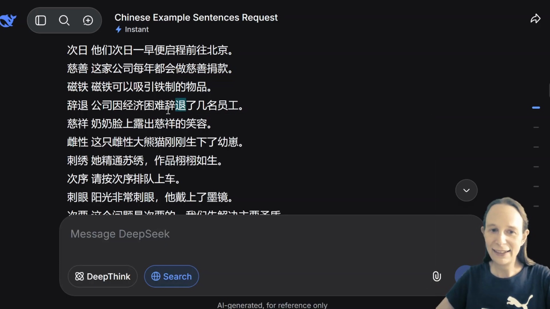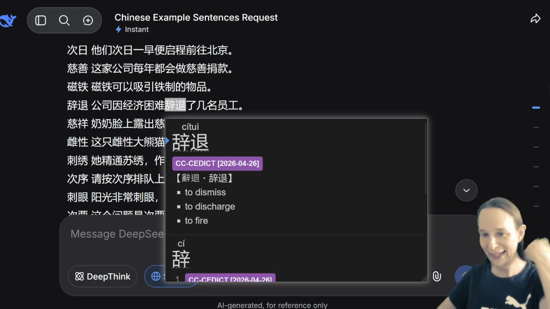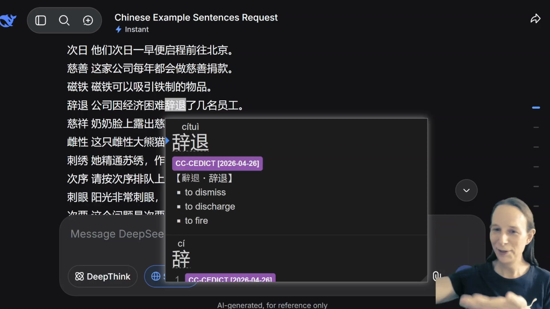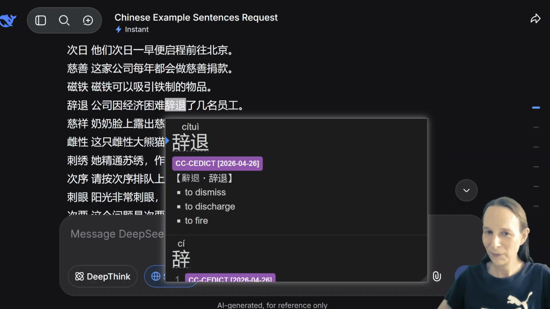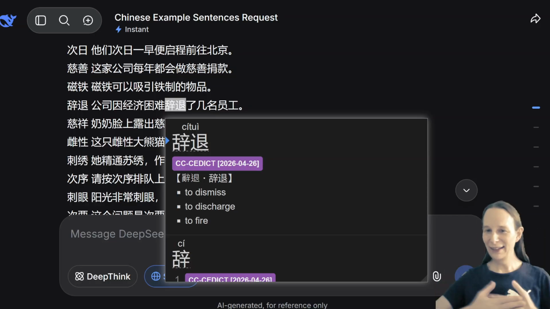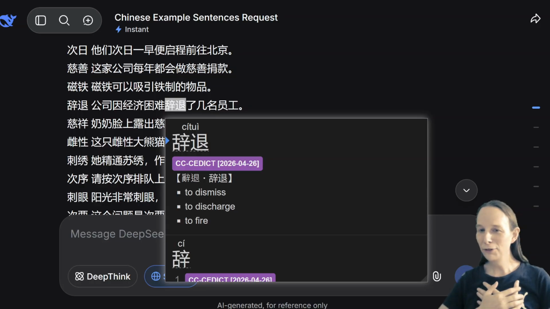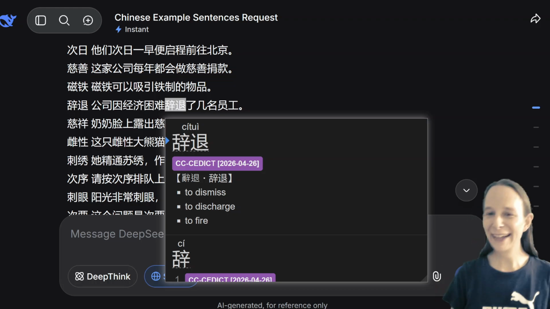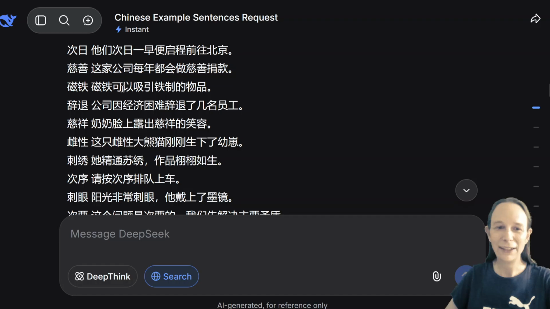All right. One thing that's confusing here is, aside from being related to firing someone, 退 is usually something the person does, right? So you 退 yourself. Other people don't 退 you, if that makes sense. You retreat.